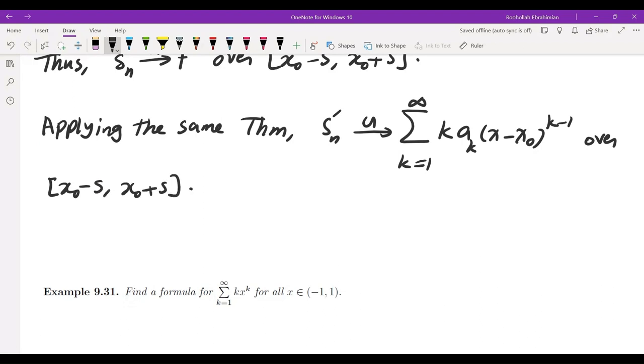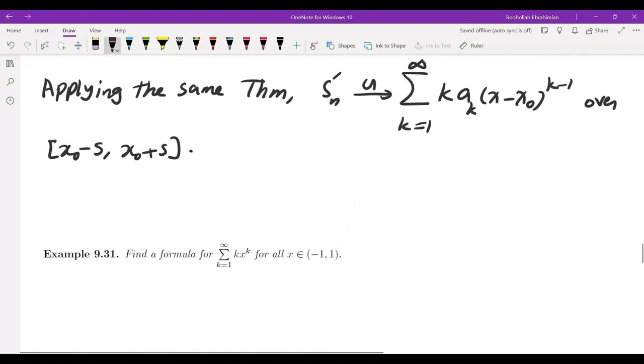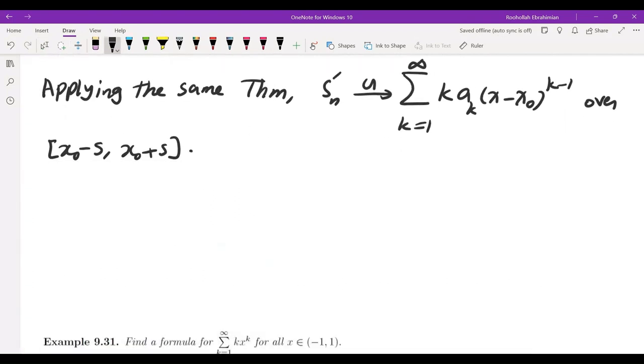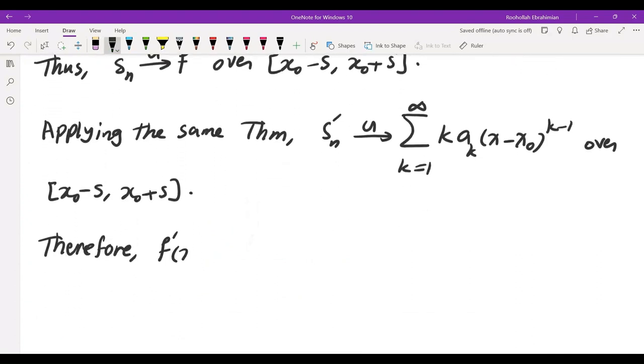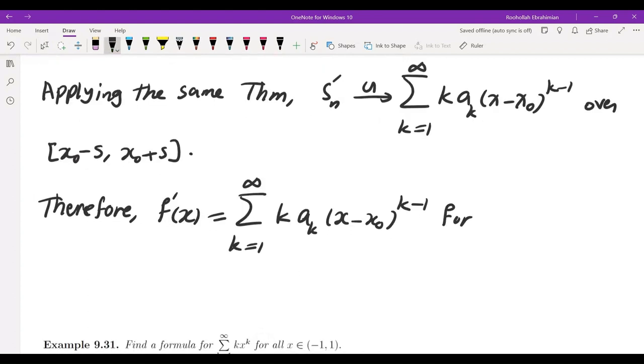Okay, very good. So now that we know this, by the theorem that we proved last time, f prime of x is going to be the sum of k a_k (x minus x_0) to the power of k minus 1, k equals 1 to infinity. And this is for all x from x_0 minus s to x_0 plus s.